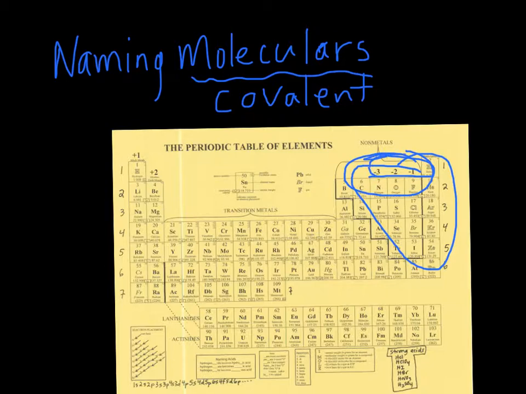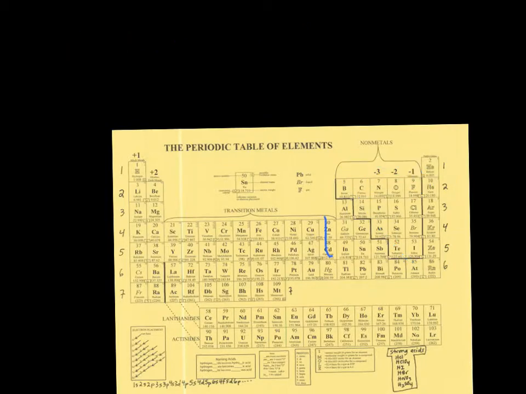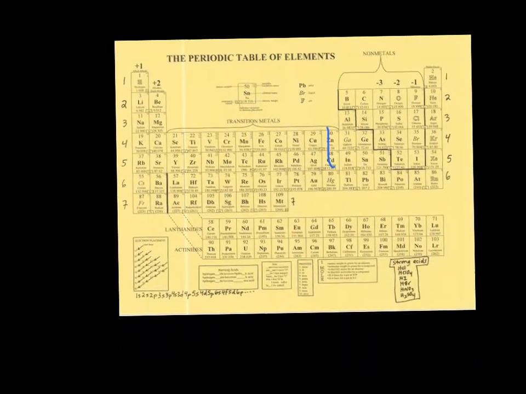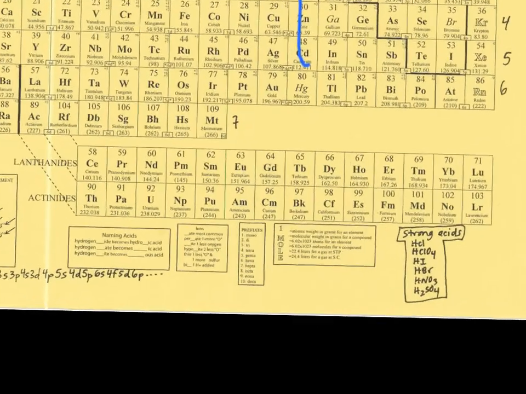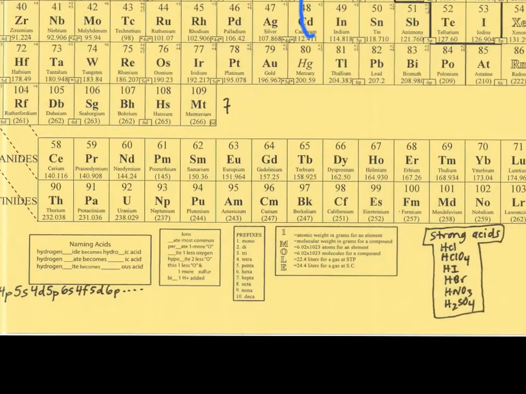Since these elements together will have negative charges, we could never get negative charges to add up to neutral, so we're not going to look at the charges. In fact, we're going to look at something different. We're going to look at these new prefixes. And the prefixes are at the bottom of the periodic table. And here they are. I think they're mostly correct.